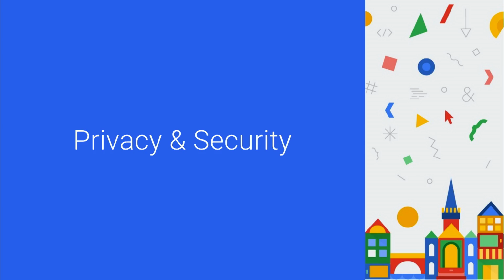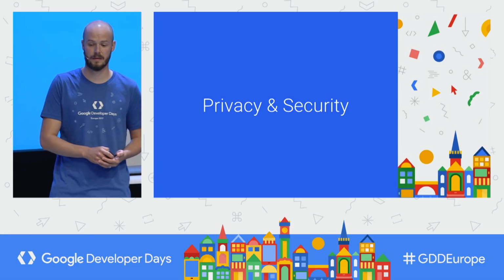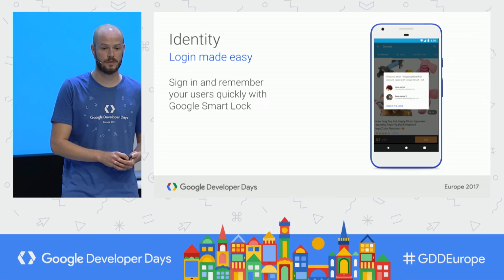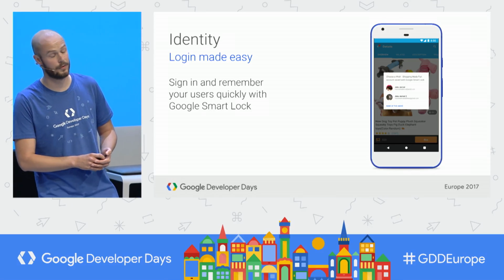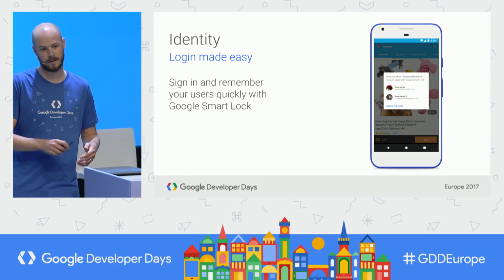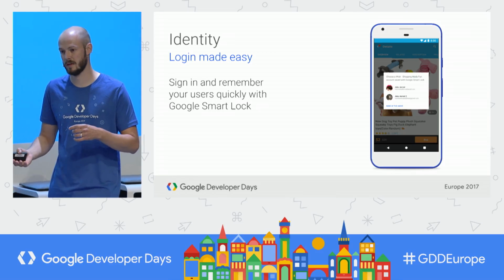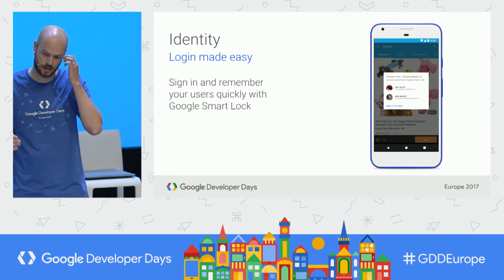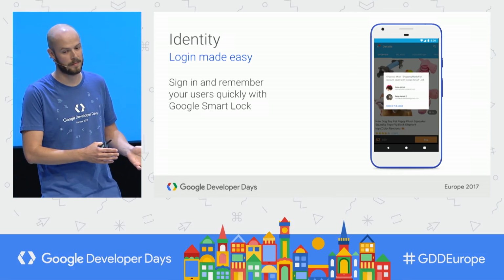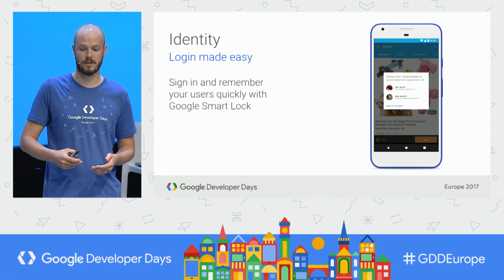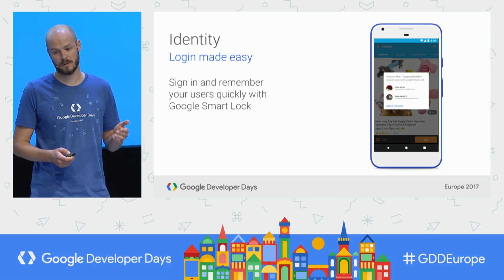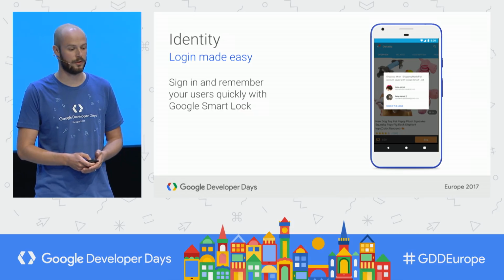Let's take a look at the next principle. That's privacy and security. One thing is that logging in should be easy for the user. So don't have them fumble around with sign-up dialogues, with long forms that they have to fill in if they are new users, or have them enter their password and username if they're existing users. You can use the Smart Lock APIs for that to make sure that this is as quick and as easy as possible for your users.